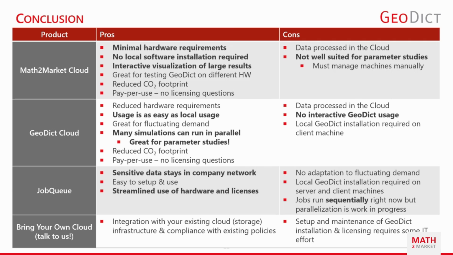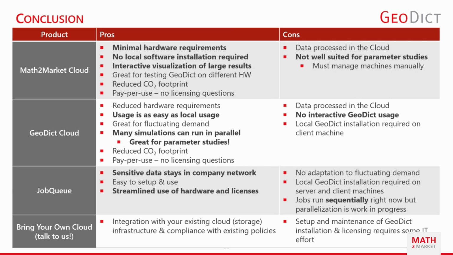So data is encrypted at rest, data is encrypted in transmission, and we're fulfilling security requirements in that regard, but it depends on your company policy if that is allowed. Also, the MathMarket Cloud is not well suited for large parameter studies, because, as if you had a set of computers in front of you, you would have to manage the machines manually. You start one GeoDict on one machine, you open the first data set, start the simulation, you go to the second GeoDict, and open the next file and start the simulation.